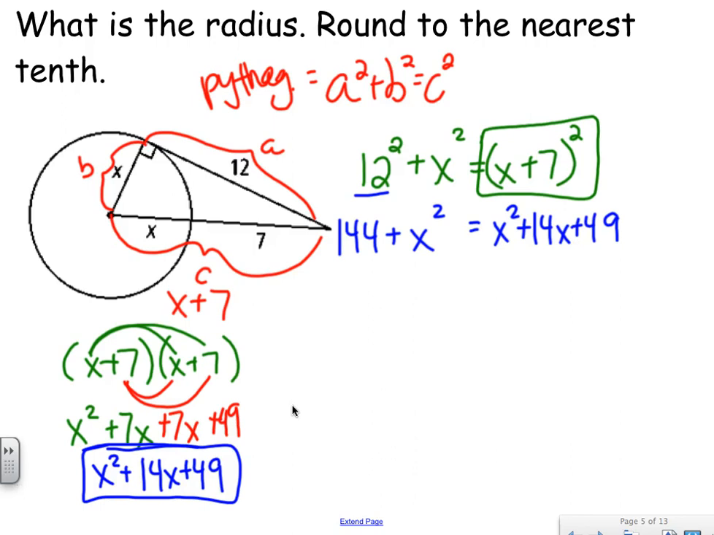So first off, I'm going to subtract x squared on both sides, and guess what? They cancel. So now my problem is 144 equals 14x plus 49. And now it's a two-step problem where I'm not going to have to square root anything. So I'm going to subtract 49 on both sides.